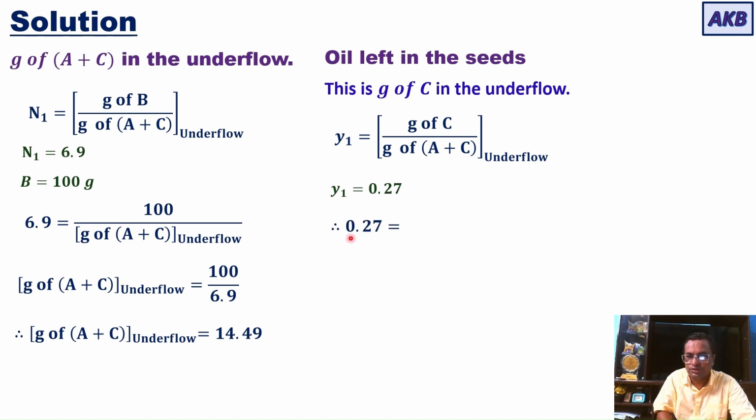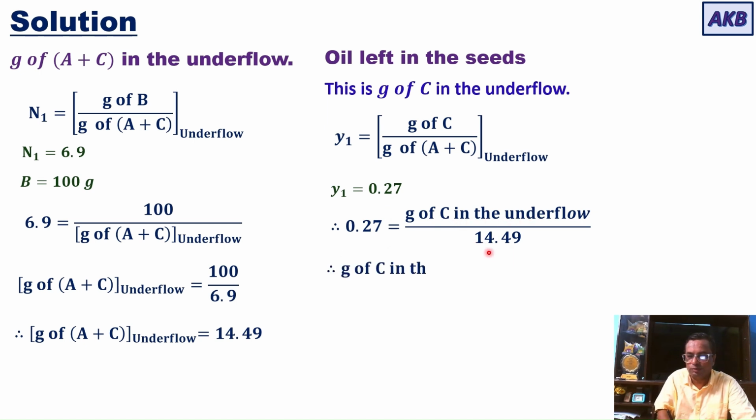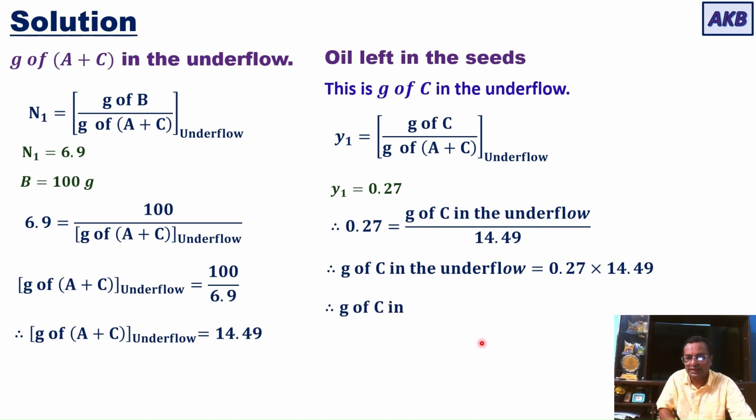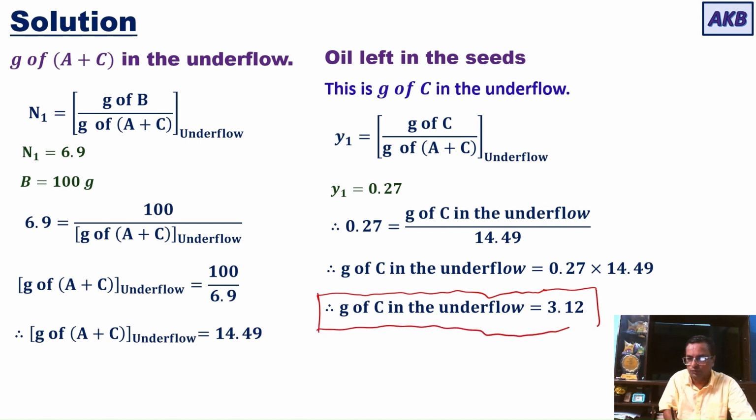So Y1 is 0.27. Therefore, 0.27 is equal to gram of C in the underflow divided by 14.49. That is, gram of C in the underflow is 0.27 into 14.49, which gives us gram of C in the underflow as 3.12, and that is the final value that we have to report. So in this way, now we have obtained gram of oil left in the underflow, that is, gram of oil left in the vegetable seeds. So now I can report this value. That is the answer that is required in this numerical.